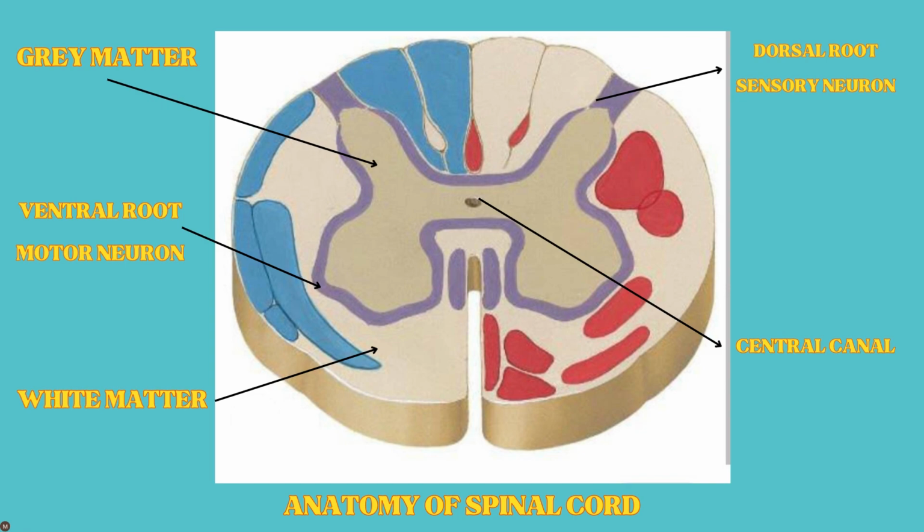There are also some interneurons present which are connecting the sensory neurons to the motor neurons. After the processing, this information is carried from the sensory to the motor neuron and to the effector.